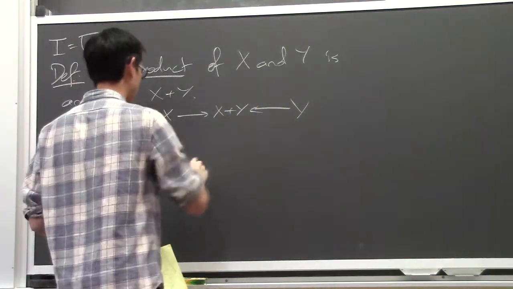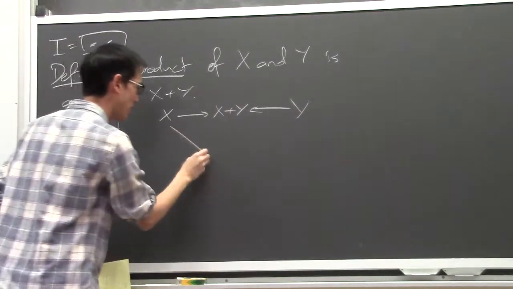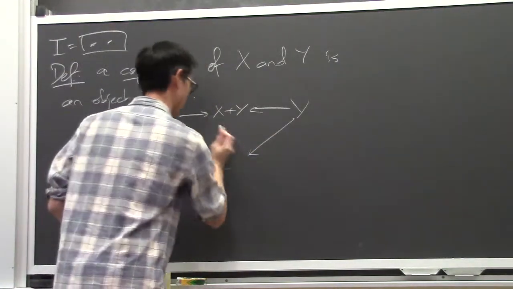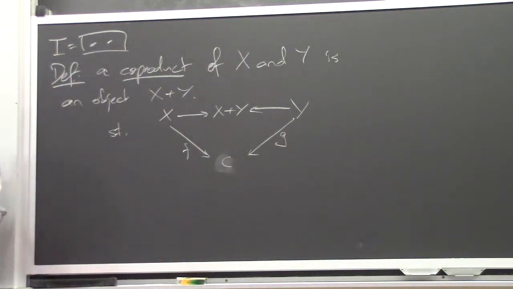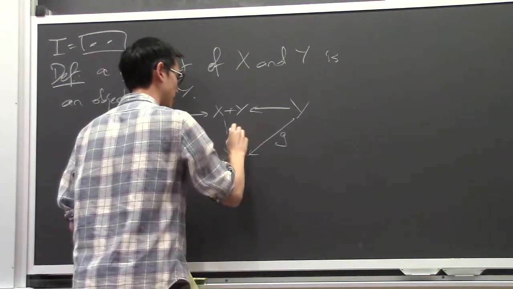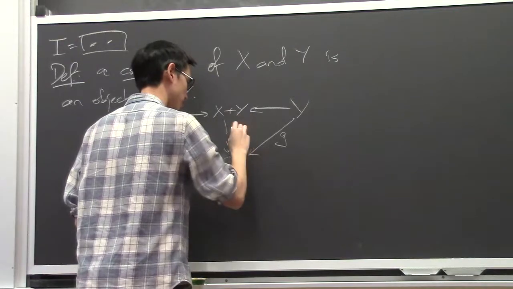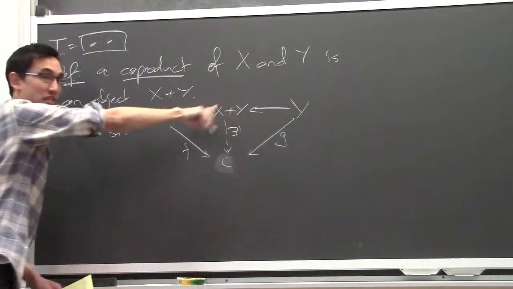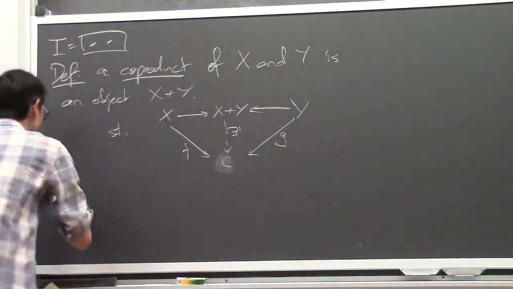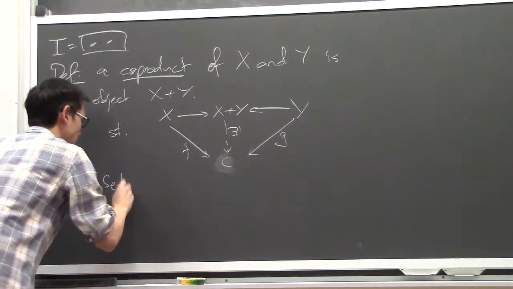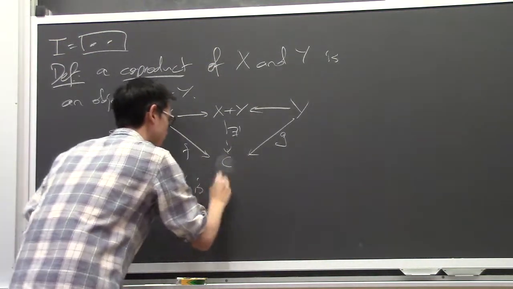So we have this thing such that for any other pair of objects, let's call this object C for competitor, for any other object with two maps to it, there exists a unique map that makes these diagrams commute. So the commutativity is the naturality. The commutativity is the commutativity of the natural transformations. So in the category of finite sets, the coproduct is the disjoint union.